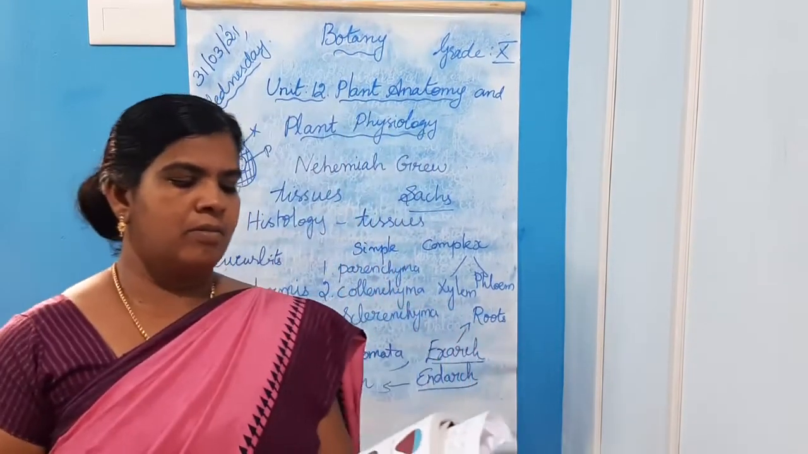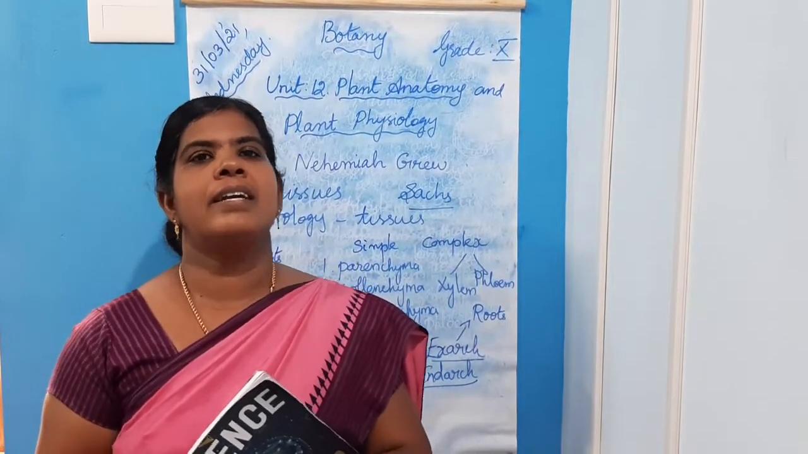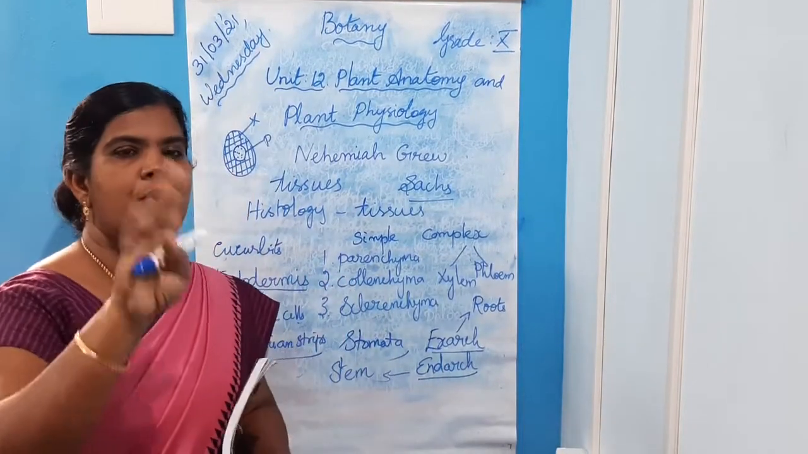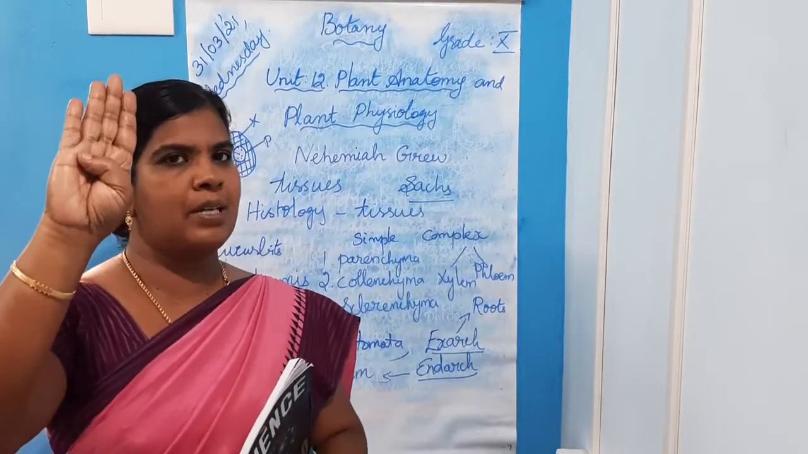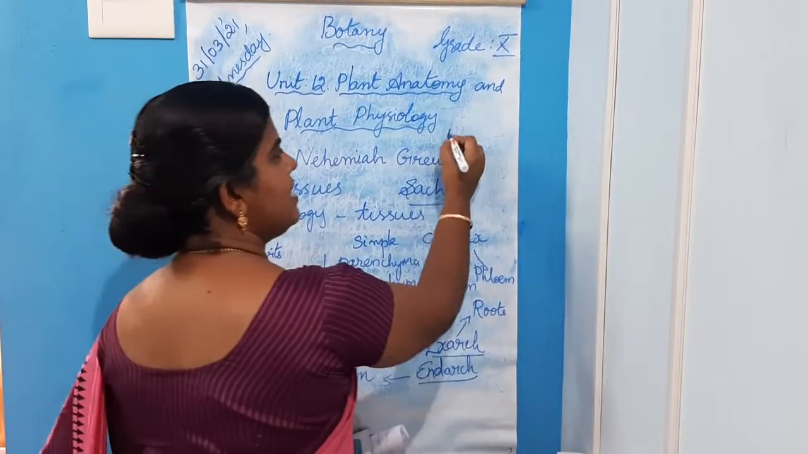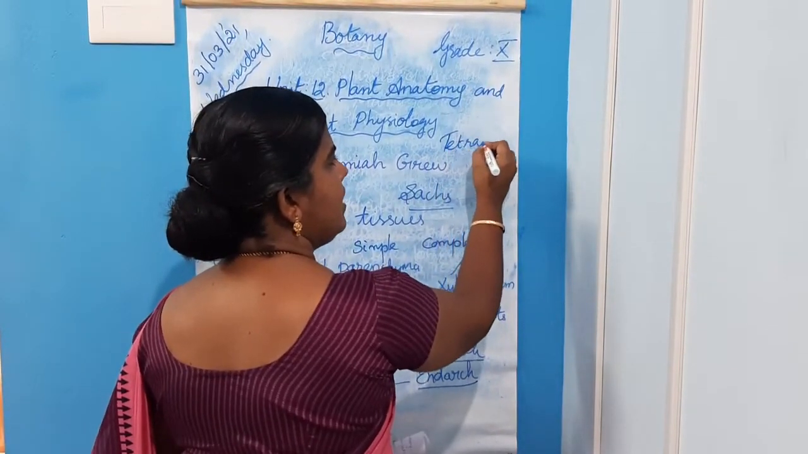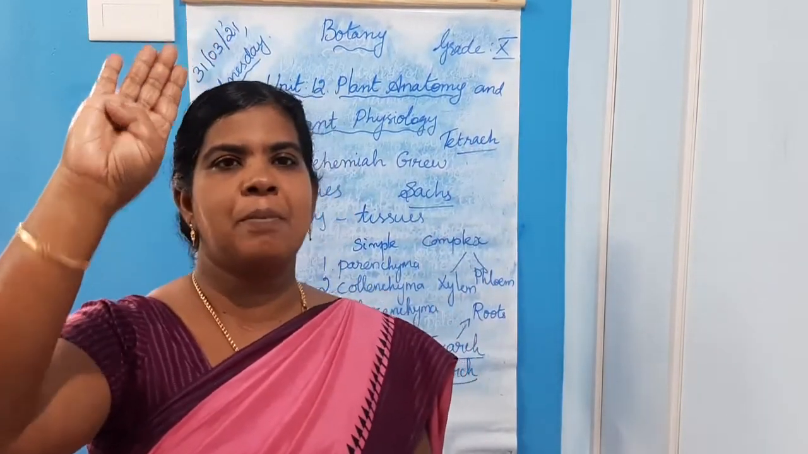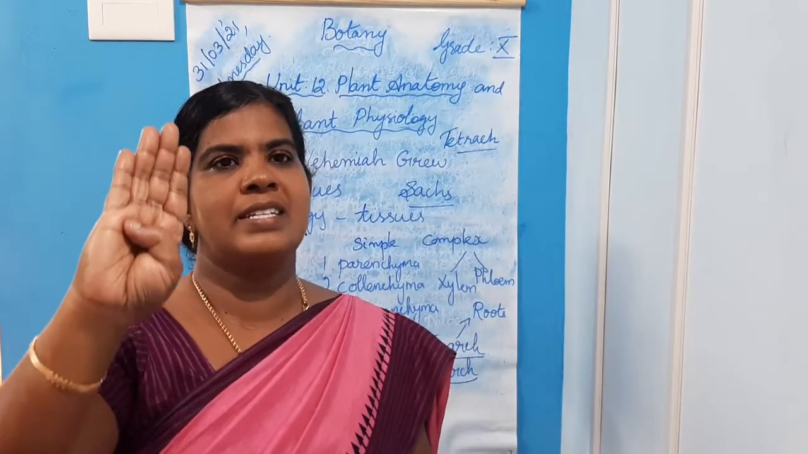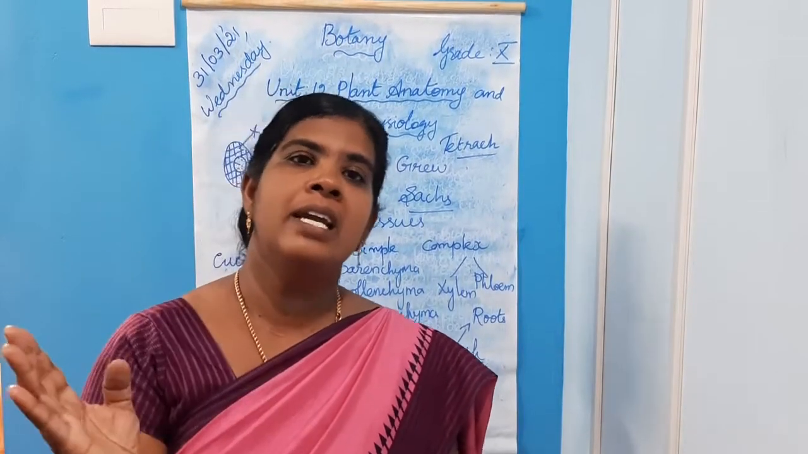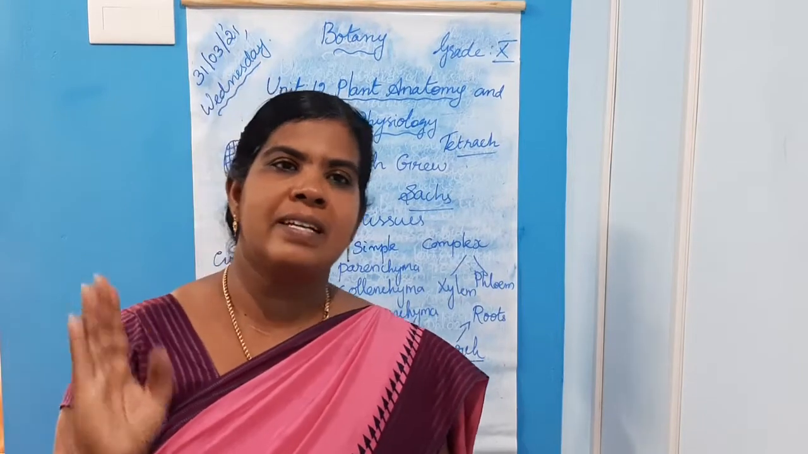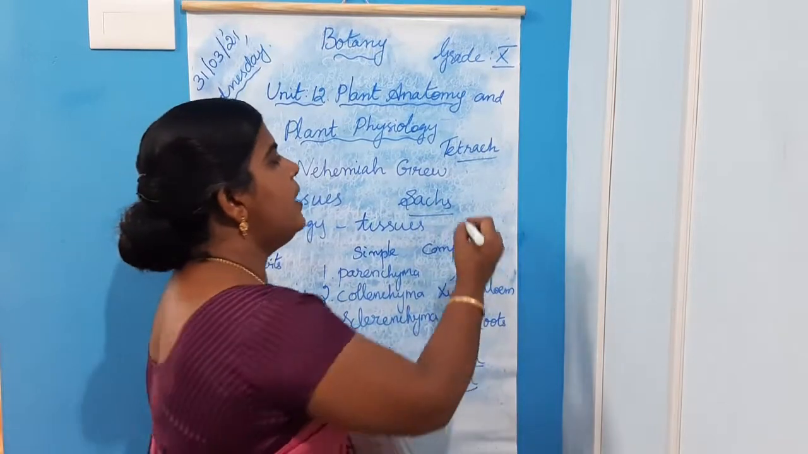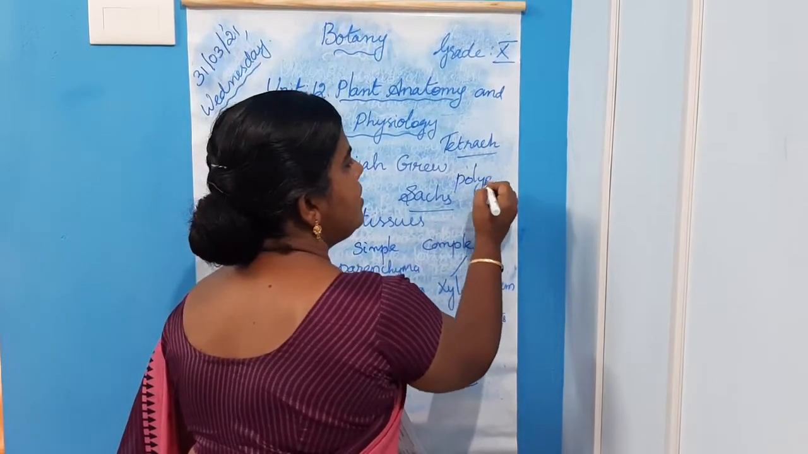Next, the vascular bundles are exarch and tetrarch. In dicot root, there are 4 groups of protoxylem points, so it is termed tetrarch. But in monocot root, many groups of protoxylem points are there, so that is termed polyarch.